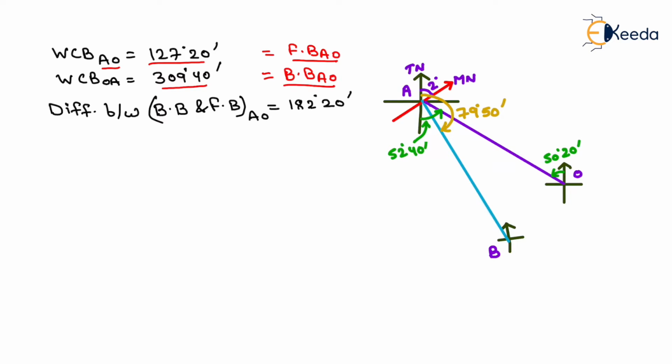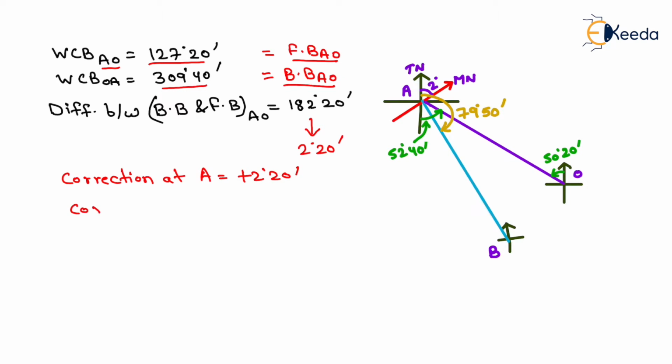Now, we need to determine the difference between back bearing and forebearing of AO, and it will be equals to 182 degree 20 minute, and it is greater than 180 degree by only 2 degree 20 minute. Now we need to apply a negative correction at O so that difference between back bearing and forebearing will be equals to 180 degree. But as the station O is free from local attraction, we need to apply a positive correction at A. So correction at station A will be equals to plus 2 degree 20 minutes.